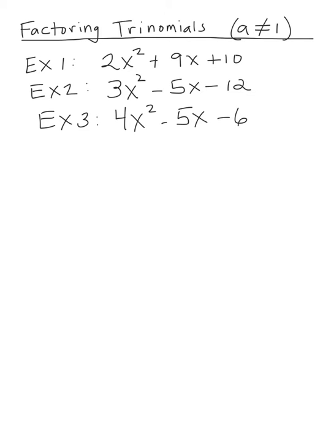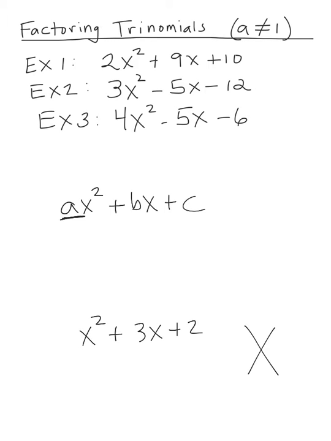I'm going to show 3 examples of factoring trinomials where the leading coefficient is not equal to 1. So the standard form for a trinomial is ax squared plus bx plus c. If this first coefficient, the coefficient of x squared, is not equal to 1, these are a little bit more complicated, and we can't just look for the two numbers that multiply to the last and add to the middle. So it wouldn't work like our previous method.